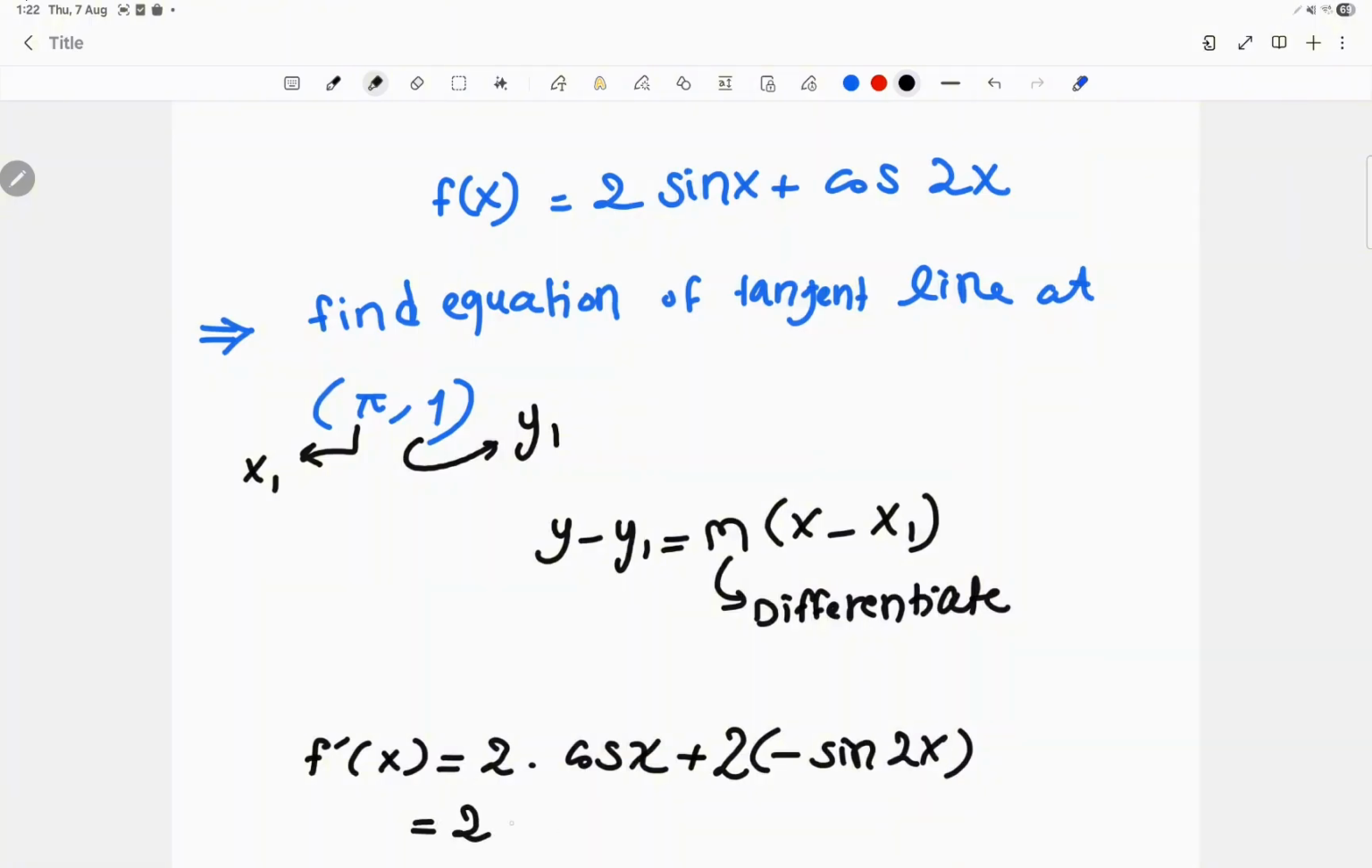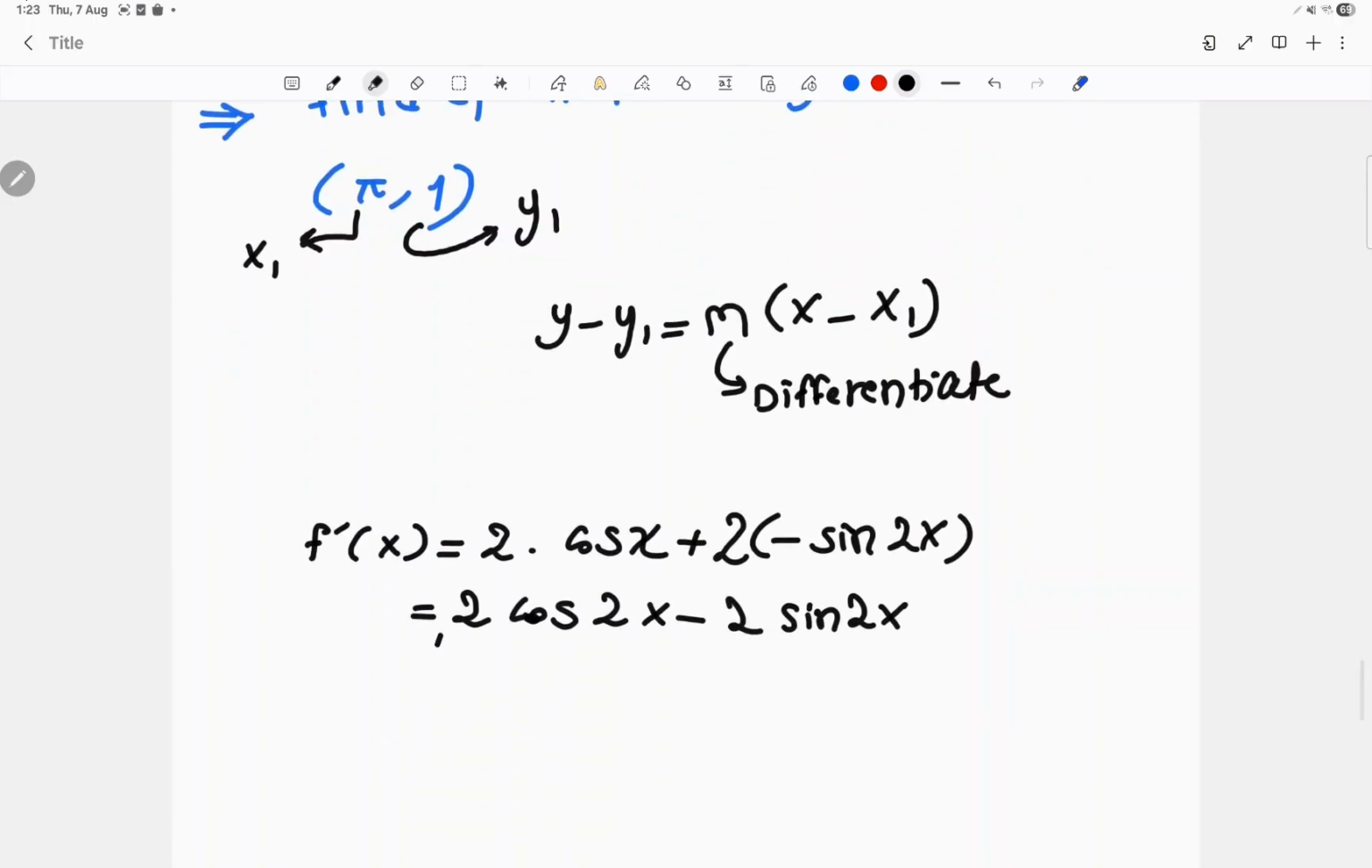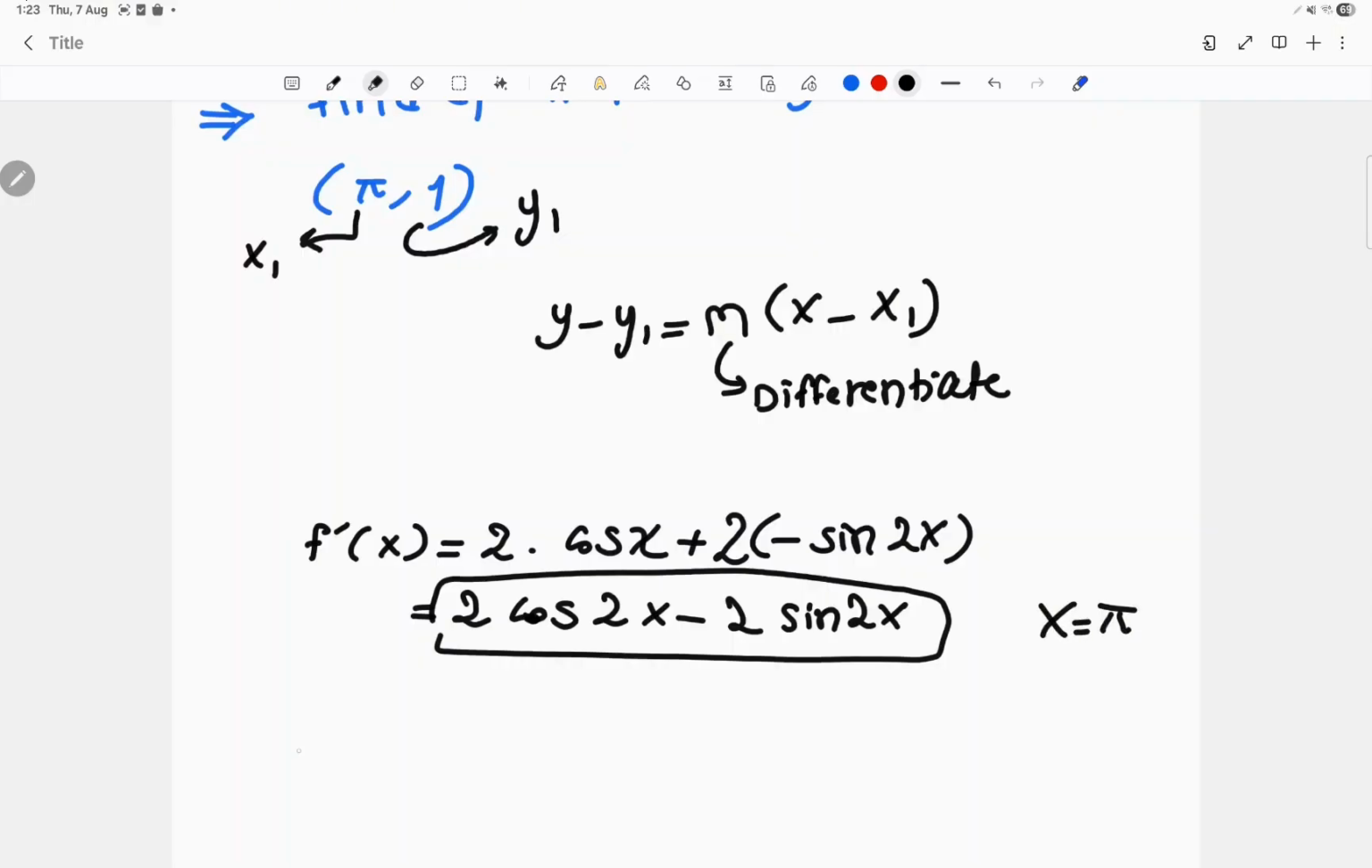So you're going to have cosine 2x minus 2 sine 2x. What about the first one? The 2 remains the same, and the sine becomes cosine. Your f prime becomes 2 cosine 2x minus 2 sine 2x. That's your f prime. Now what do we do? Replace the x with pi. Find me the f prime of pi.